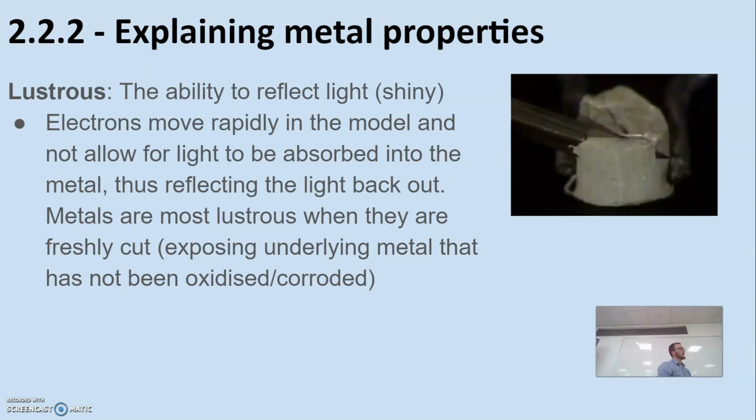Let's consider explaining these. Luster: all of the properties link somehow with the electrons. With a freshly cut piece of metal, the electrons are whizzing around really quickly. That means that light won't penetrate into the metal and will be easily reflected. Metals become dull, as we saw in particularly those reactive metals, because they oxidize. They form that grey or whitish tinge, and copper goes bluey green.